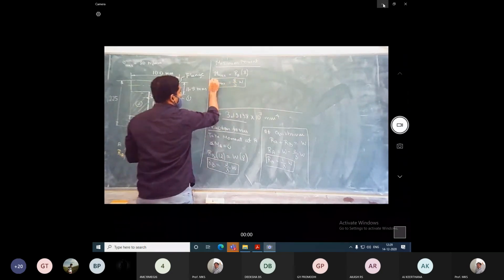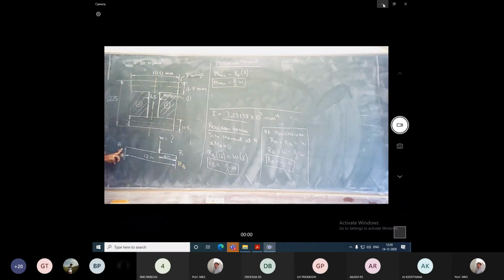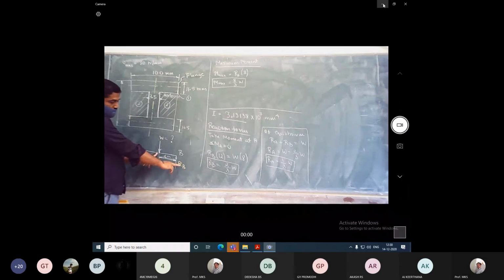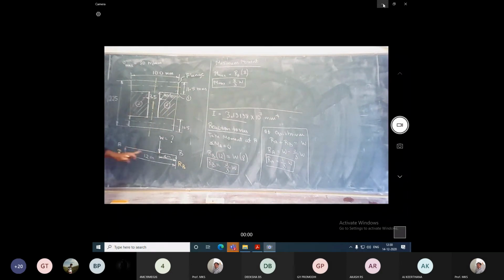Or there will be two moments. With respect to A, you take it as moment 1, RA into 8. With respect to B, you take it as moment 2, M2, RB into 4. So it is understood. Whichever is maximum, that is taken as the maximum moment. Or you can directly take whichever distance is maximum from the load point to the support, that is taken as the maximum moment.